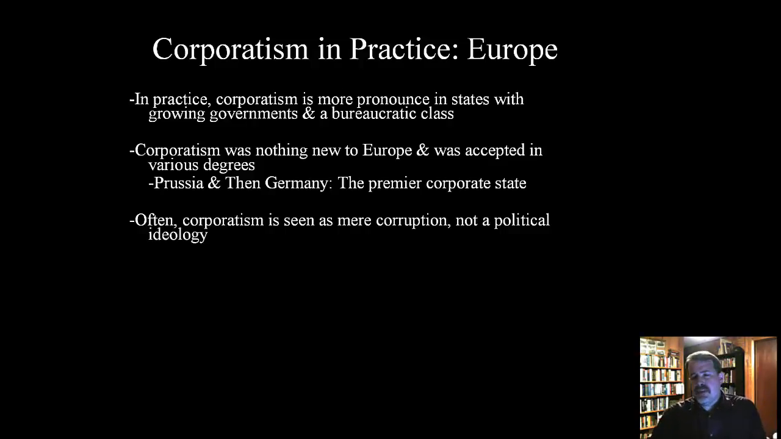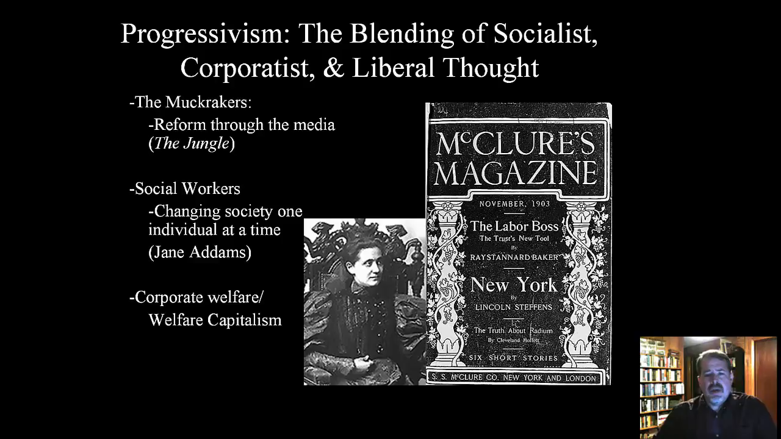Now let's end this lecture by talking about an ideology that is uniquely American. Let's talk about progressivism. Because progressivism is another ideology that sees, progressives look upon American society at the turn of the last century and they don't like what they see.